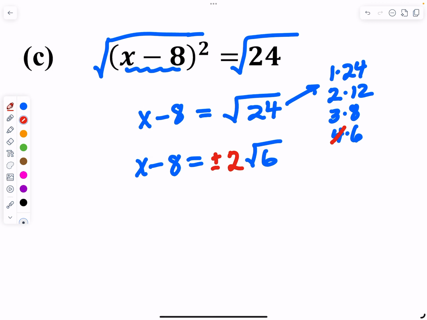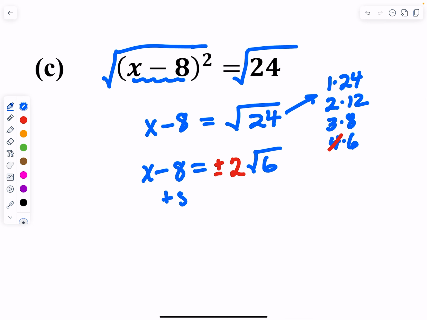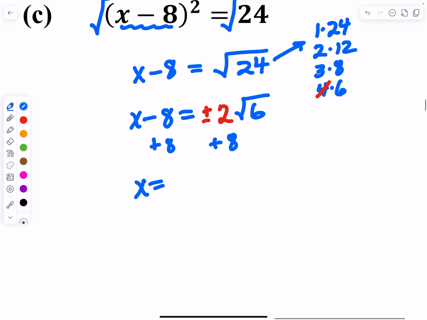And then my last step is to get that letter, that x by itself. So I'm going to add 8 to both sides. So my answer is going to be positive 8 plus or minus 2 square roots of 6. And just remember, 2 square roots of 6 is just a decimal. So it's 8 plus a decimal and 8 minus a decimal, 4 point something probably, or 5 point something little.